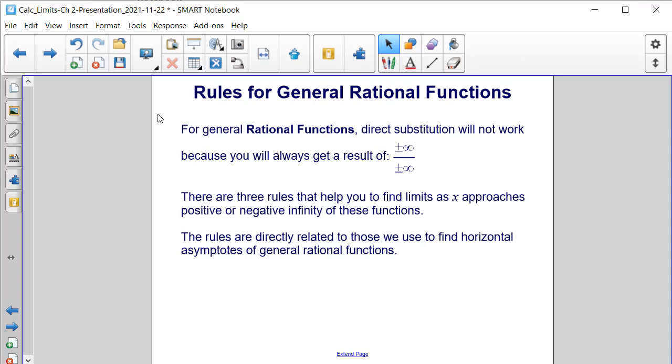For general rational functions, direct substitution will not work because you will always get a result of positive or negative infinity divided by positive or negative infinity, which doesn't really help us. So instead, there are three rules that will help us find limits as x approaches positive or negative infinity of these functions. The rules are directly related to those that we use to find horizontal asymptotes of general rational functions.